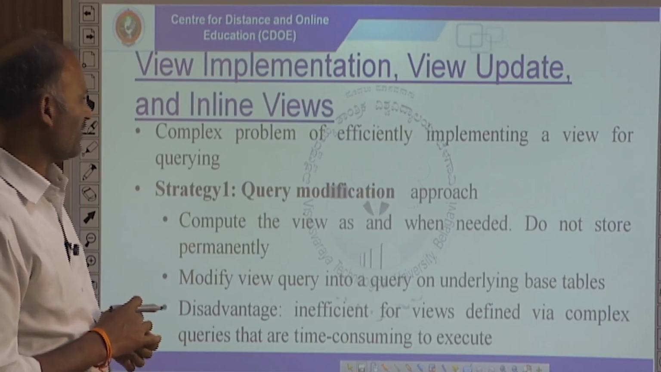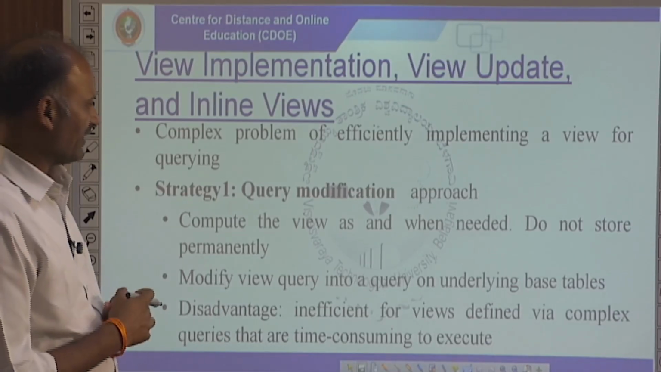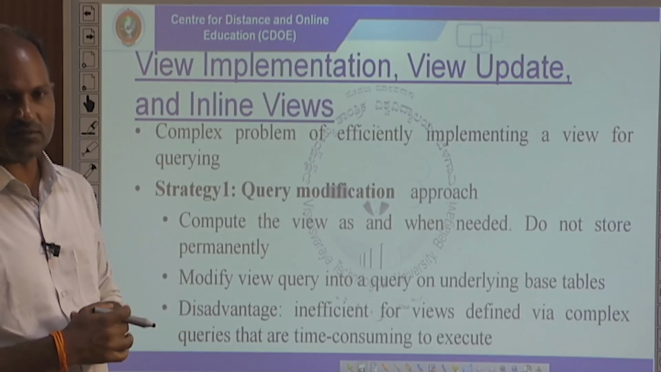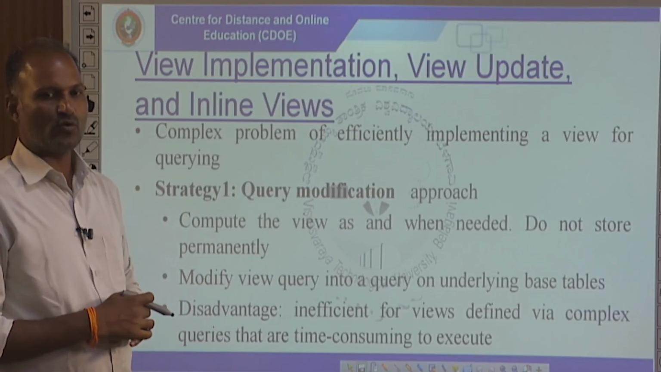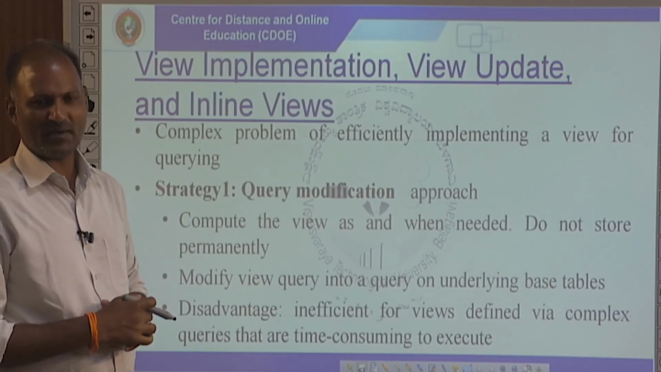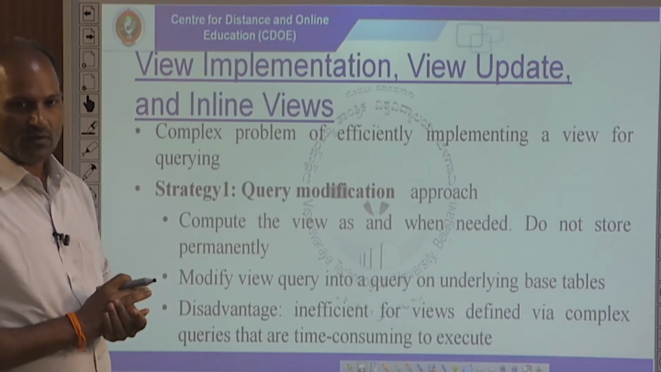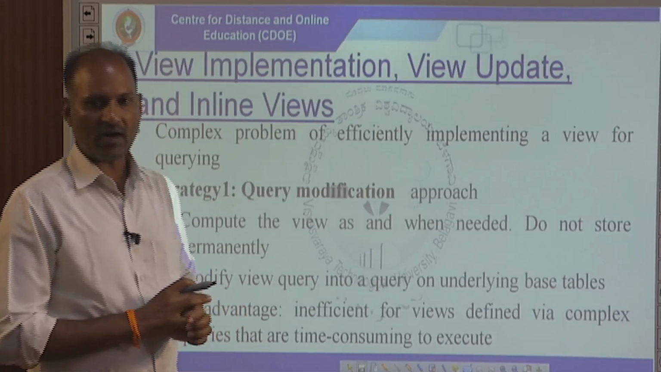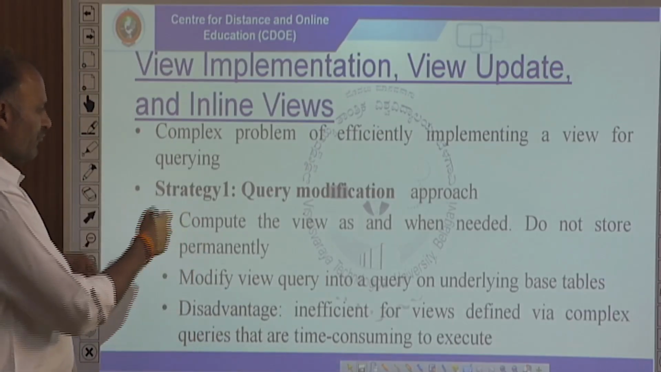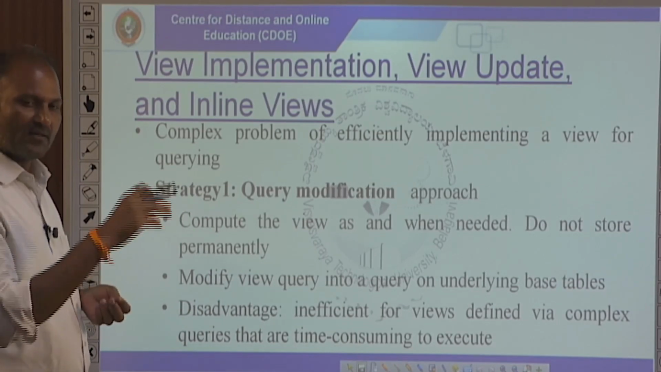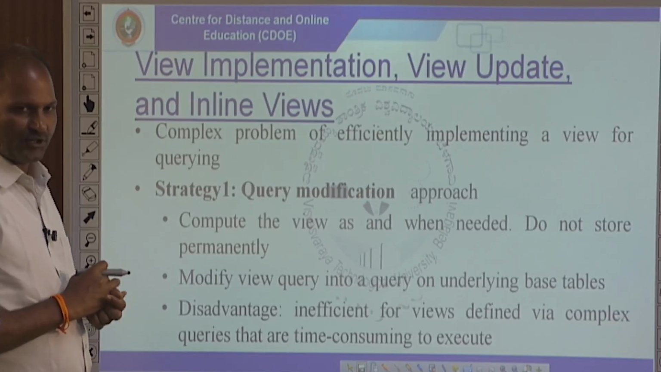What are those? Query modification approach. The query modification approach computes the view as and when needed and does not store it permanently. When you are implementing views, make sure that the view does not exist in the database permanently. Just modify the view query into a query on the underlying base table, so that the query you write gets the data from the real table.